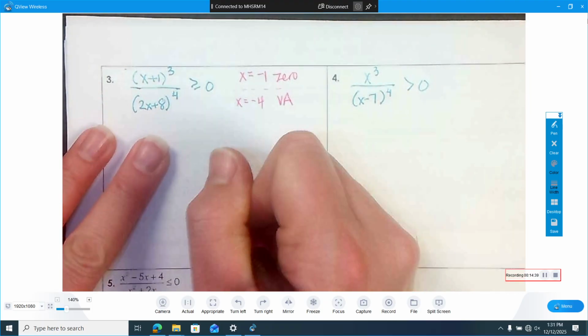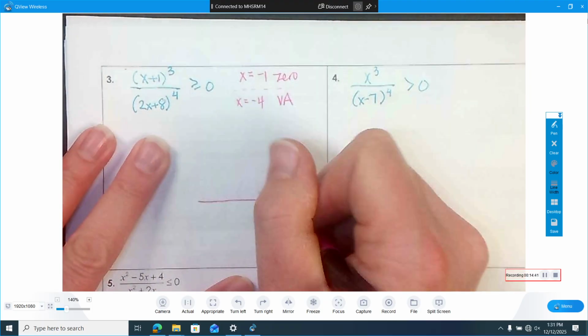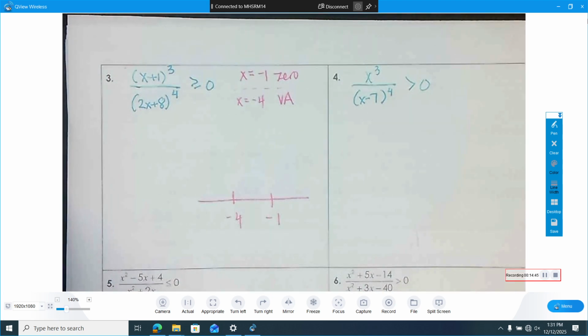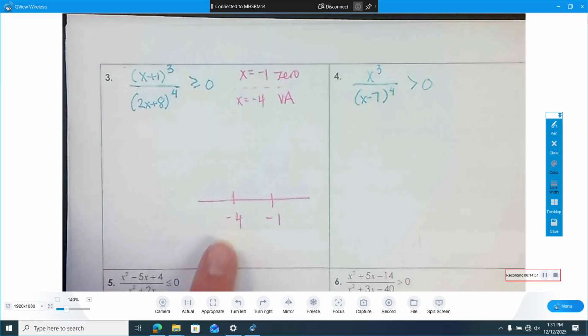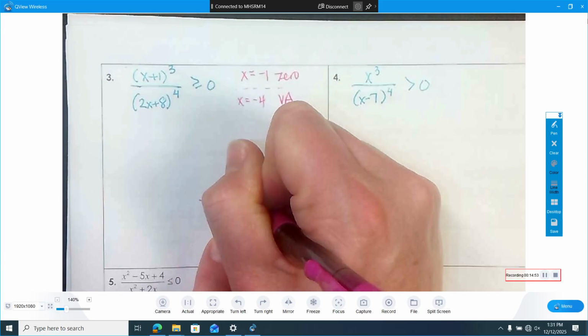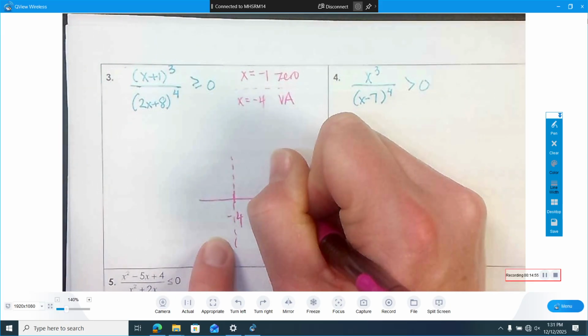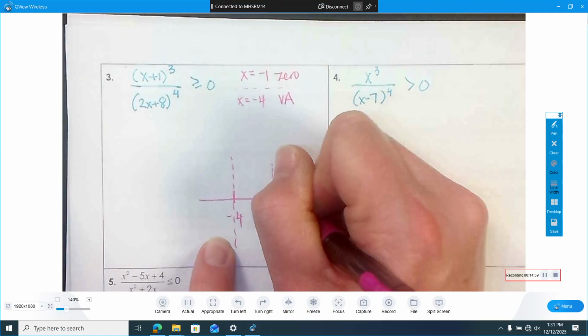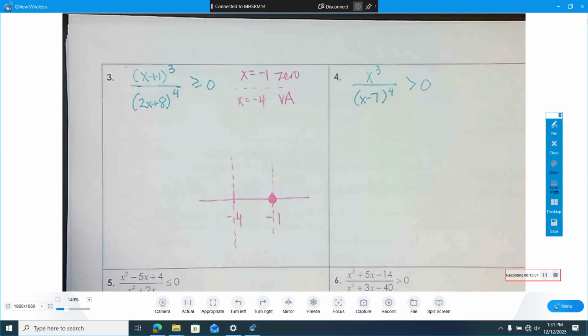All right, so I'm going to just do a little number line. -4, -1. I don't like her number line. It's just too small. I would rather make my own with just my 2 little things that I'm interested in. -4 is a vertical asymptote, and -1 is a 0. So I'm going to put a nice big dot there because it equals 0 there. But Delta Math will put in these little boundary zones, the little vertical lines there.